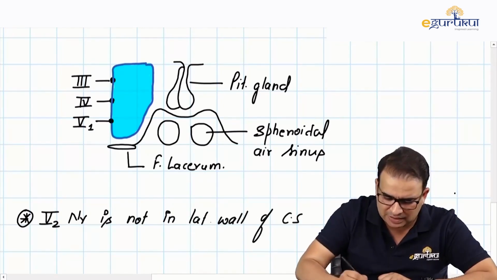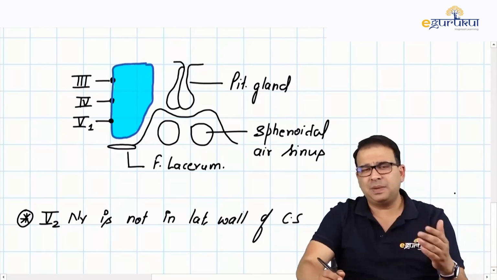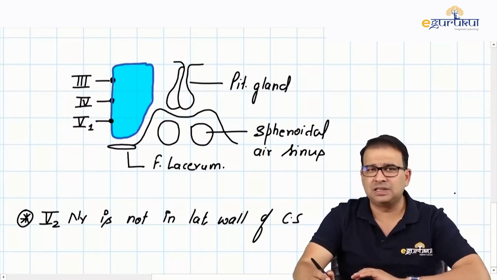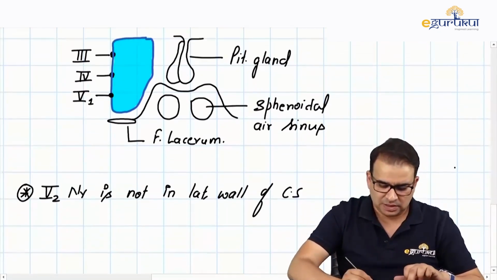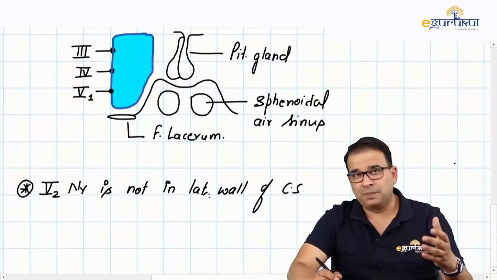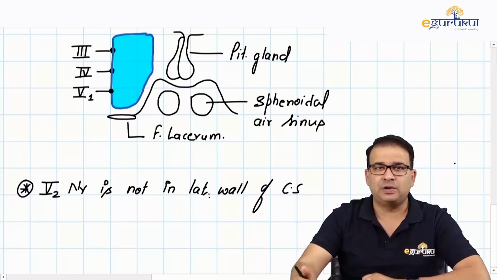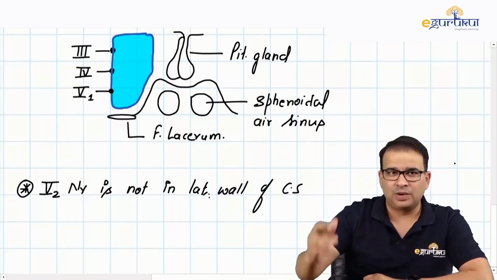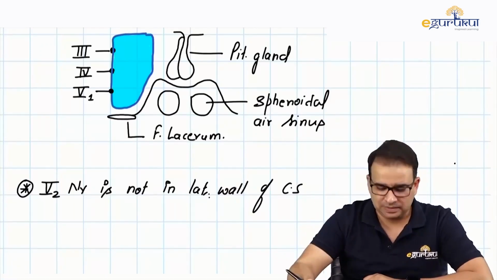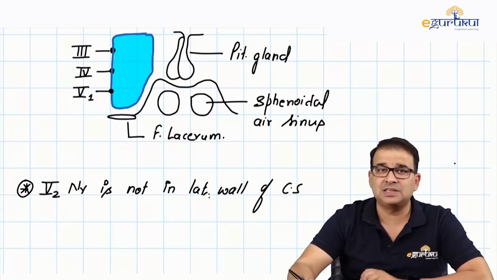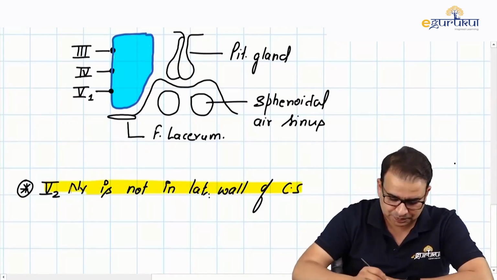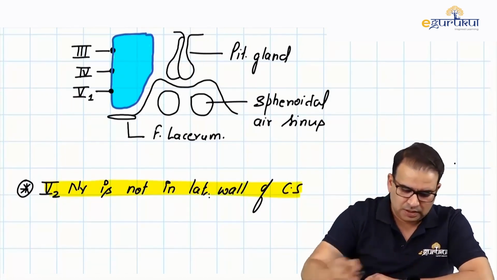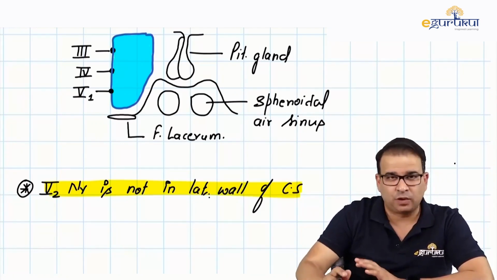I'm making you write this because when you read any basic textbook of anatomy, BDC or Snell's or any, everywhere they mention the maxillary nerve is also there, but Gray's even shows a picture in which they try to figure out how exactly the maxillary nerve is outside the relation of cavernous sinus and not in the lateral wall. So it is not in the lateral wall of cavernous sinus. That's a statement according to Gray's 41st.